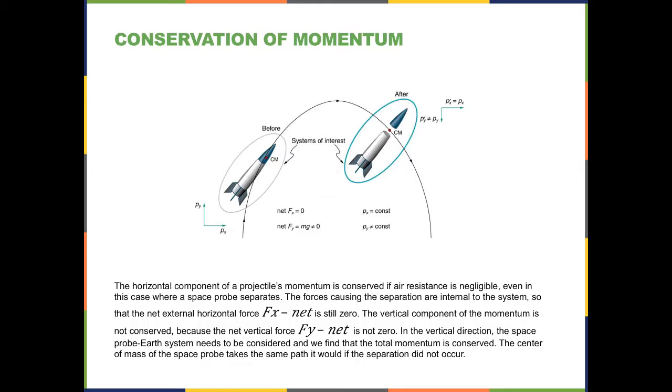In the vertical direction, the space probe-Earth system needs to be considered, and we find the total momentum is conserved. So the center of mass of the space probe takes the same path it would if separation did not occur. And so what you see here is that what looks like a loss of conservation is due to the way in which the system is viewed. This is also in your book, and if you're having trouble understanding that, just take a look at the explanation in the book as well.